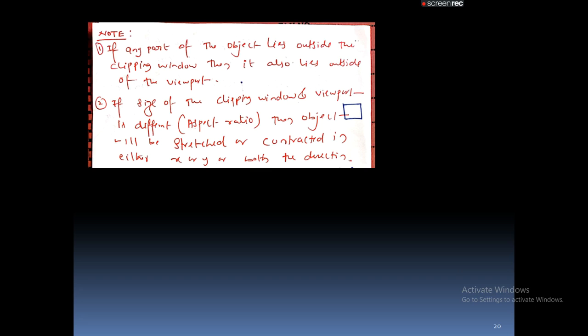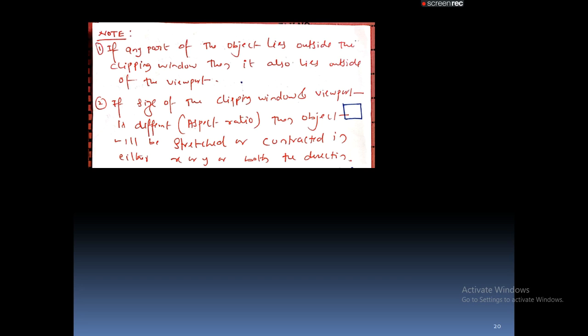Because when you rotate the mobile from a horizontal position by 90 degrees, the object displayed on the screen of the mobile is stretched with respect to the y-axis. So what I would like to conclude here is that if the sizes of both windows are different, the image is stretched with respect to either the x-axis, the y-axis, or both directions.